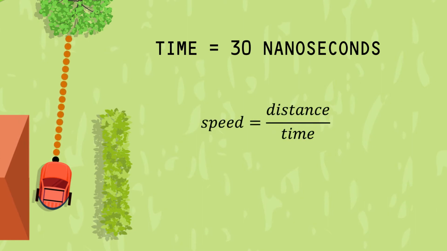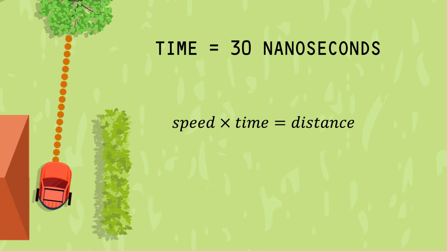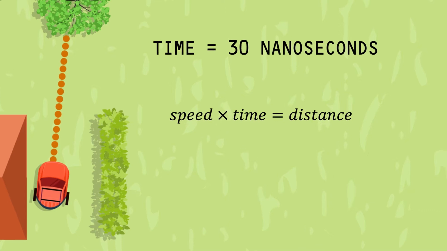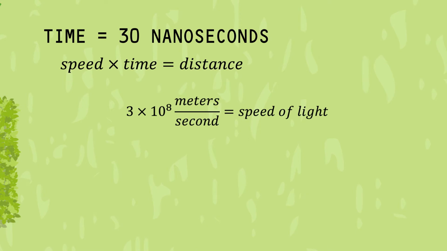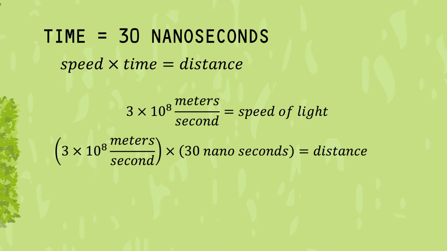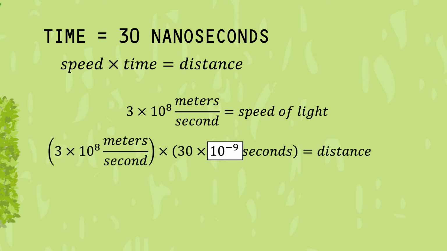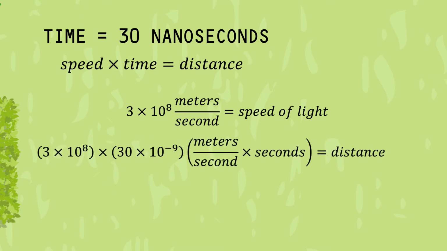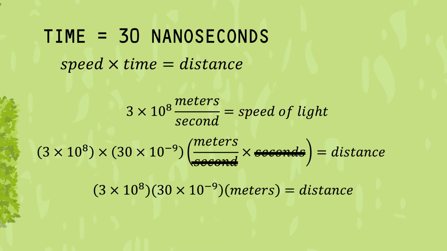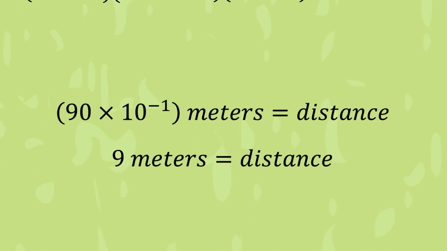We know that speed is equal to the distance divided by the time. We can rearrange this equation to show that distance is equal to speed multiplied by time. Since we know the speed of light is 3 times 10 to the 8th meters per second in air, and we were told that the time was 30 nanoseconds, we can multiply these two terms to get our distance. A nanosecond is 1 times 10 to the negative 9th power, and we can rearrange to get our units all together, and cancel out the seconds, then multiply the numbers, and simplify to get our total distance of 9 meters.